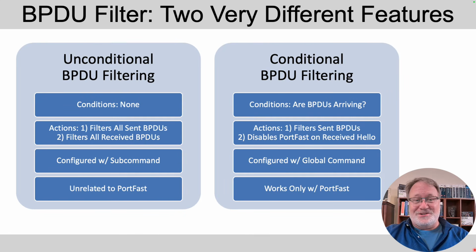Now comes the dangerous one, all right? So on the left, as a reminder, this one's unrelated to port fast, and it's configured with an interface subcommand. So that's where you want to be paying attention to avoid the command unless you are absolutely sure you understand the topology and the risks, all right? So it's called unconditional because there are no conditions it's looking for. It always does the same thing, all right? It's not reacting to different conditions in the network. So what does it do? It turns off spanning tree on the port. You do the interface subcommand, no more spanning tree. So what do I mean by that?